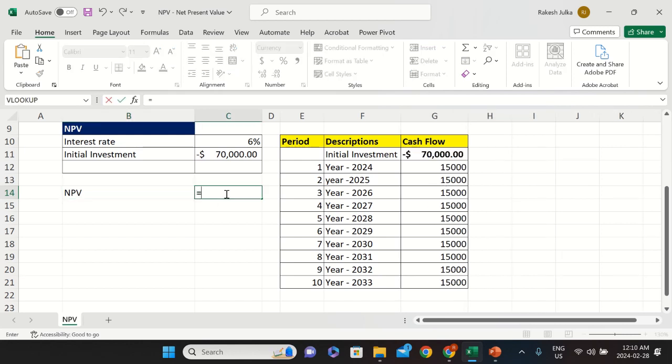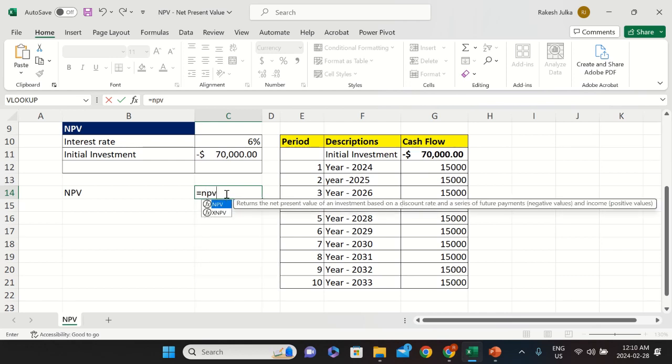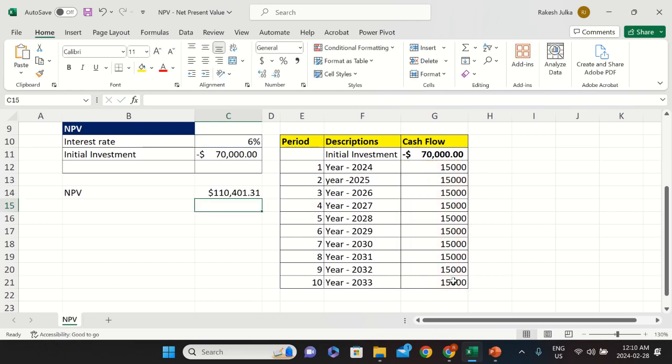Now the formula here is available in Microsoft Excel. NPV is the net present value. Rate is the 6%, comma. So this is the stream of payments that we will receive in future. Enter. So it means 110,401.31. This is the money that we will earn from this project.